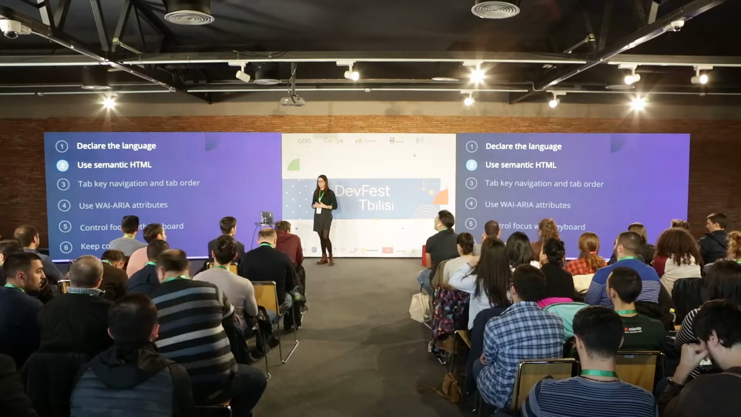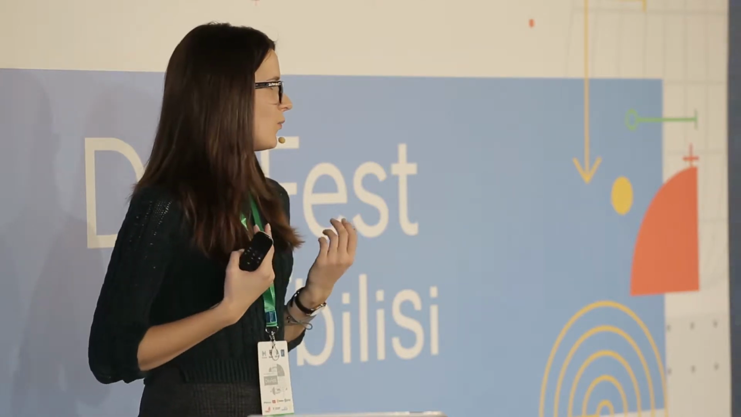Second one, use semantic HTML. We can split all HTML elements into semantic and non-semantic. So what do I mean by that? For example, a button. Everyone knows what a button is. You don't need to explain it to someone. You know what to expect from it.